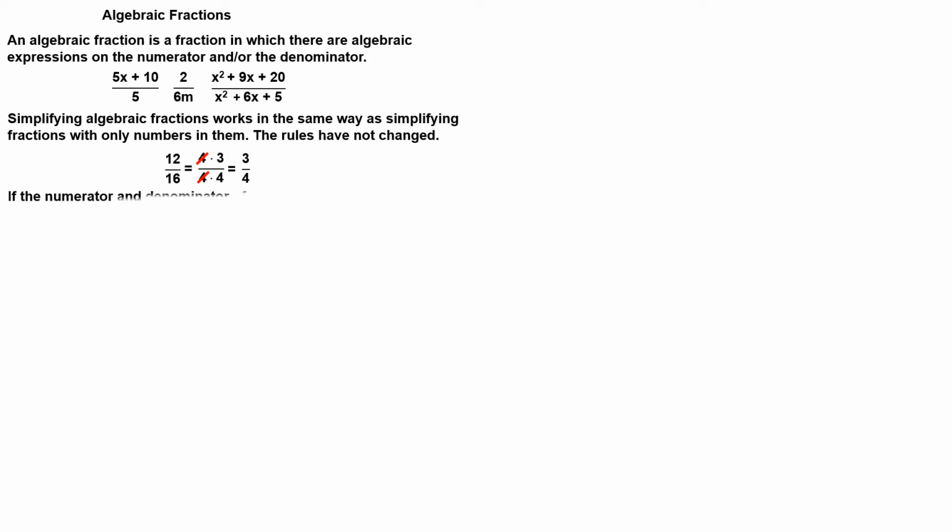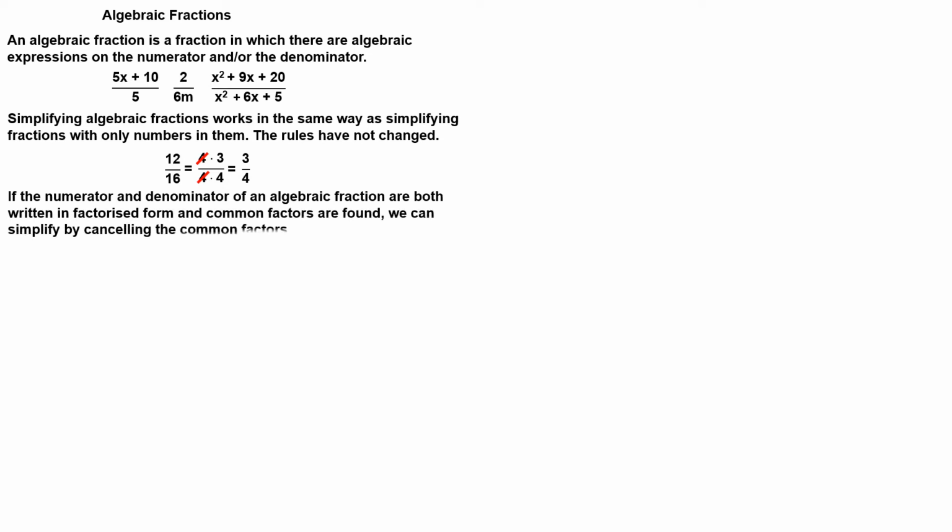If the numerator and denominator of an algebraic fraction are both written in factorized form and common factors are found, we can simplify by cancelling the common factors. Let's see how it works. Simplify if possible. Check both the numerator and denominator to see if they can be expressed as the product of factors. Then look for common factors which can be cancelled. The common factors 2 and m were cancelled.